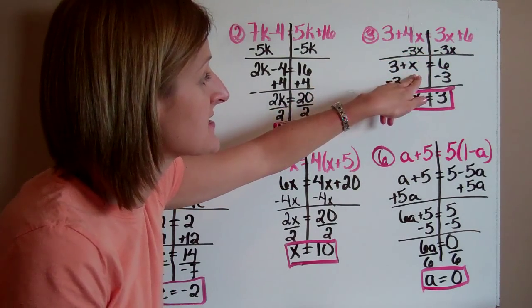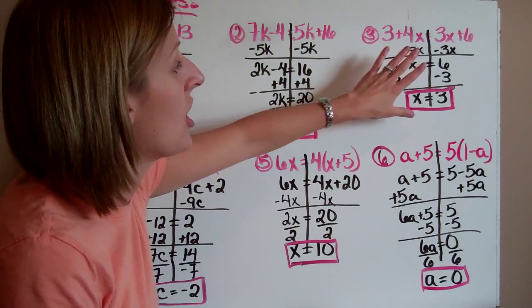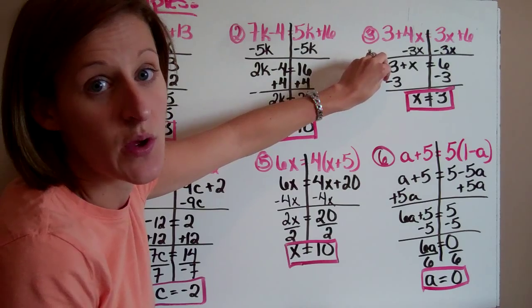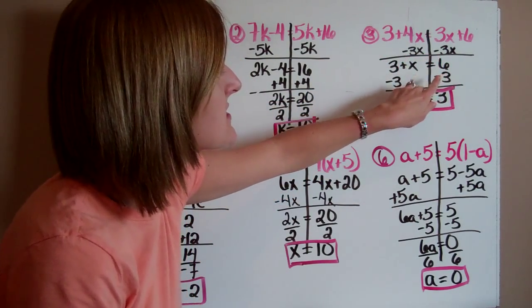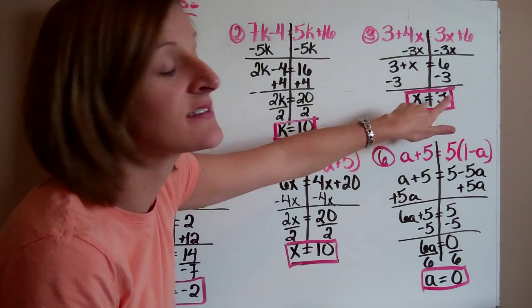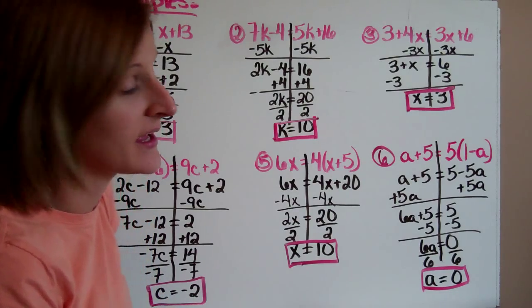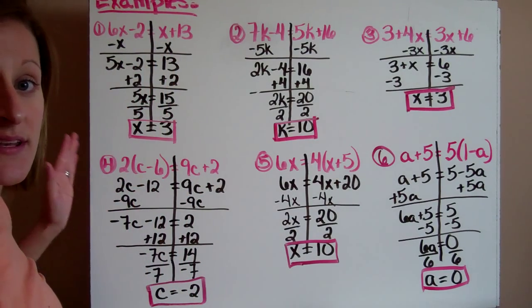4x minus 3x is x. I do have a number attached on the same side as my variable, so I need to move that by subtracting 3 from both sides. 6 minus 3 is 3, and 3 minus 3 is 0, so I'm left with x, so x equals 3 is my answer. Now, number 4, I do have parentheses, so I need to distribute.